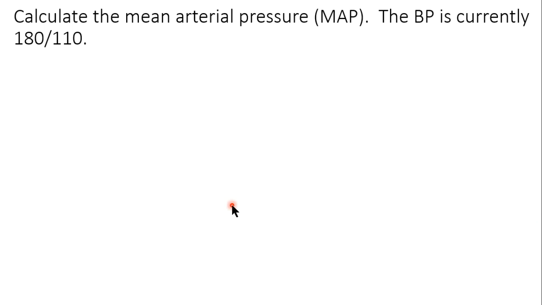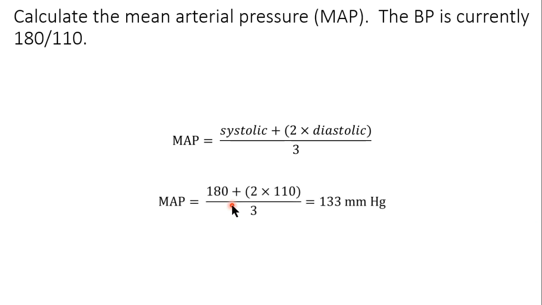Now, we have to calculate the mean arterial pressure, or MAP, with the blood pressure being 180 over 110. The formula for MAP is systolic plus 2 times the diastolic over 3. So our systolic is 180 and our diastolic is 110. So 180 plus 2 times 110 divided by 3 gives us a pressure of 133.